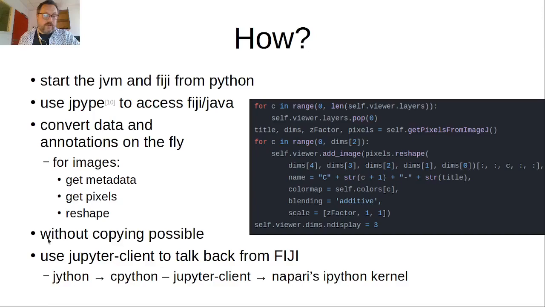Okay, we also can talk in the other direction, from FIJI to Napari, sending commands. And for this, we use JSON, which talks to a CPython, which has a Jupyter client. And this Jupyter client can easily talk with Napari's IPython kernel. Okay, that sounds complicated, but the complicated stuff is all hidden behind the Python proxy that we wrote.